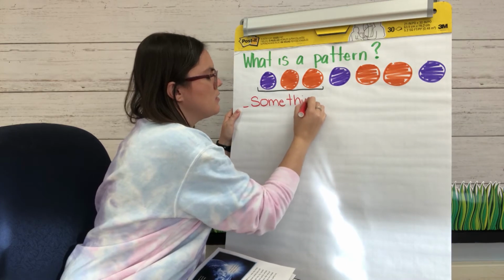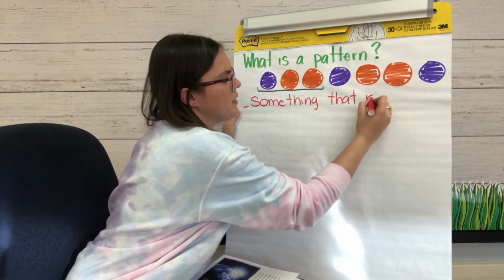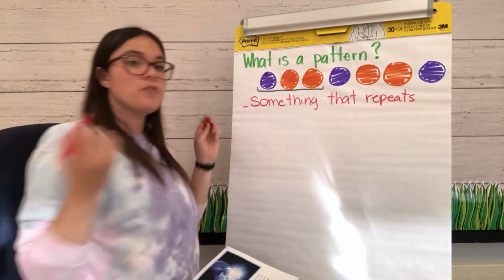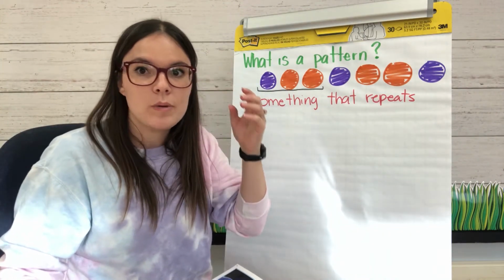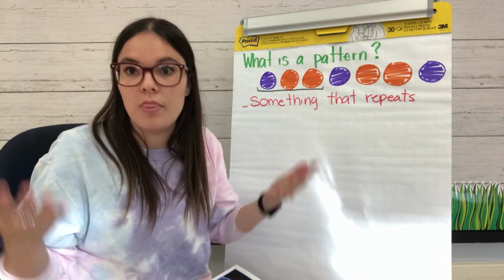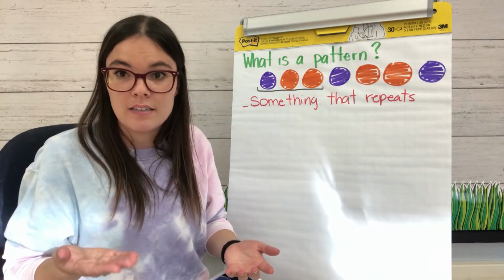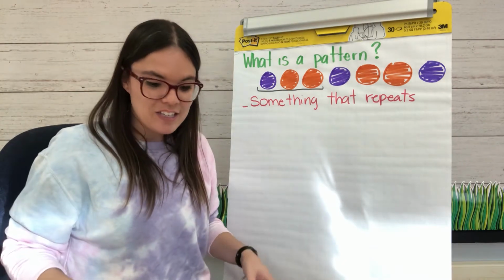Something that repeats. So of course, we know already that day and night is a pattern because we know the order of it. After day comes night. After night comes day. And it's going to keep going on and on and on. So that's kind of cool.